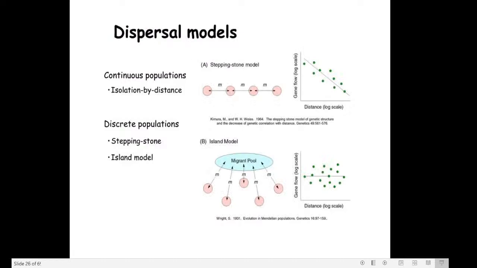Another term is the dispersal model. In this model we have two kinds of populations, continuous population and discrete population. In the continuous population, we have the stepping stone model. We saw that in the previous image itself, it's isolation by distance. That is the same population, isolated by the same distance. Here you can see 1, 2, 3, 4, 5, 6, 7, 8. That is distance within the same population. Same populations are separated by one same distance.